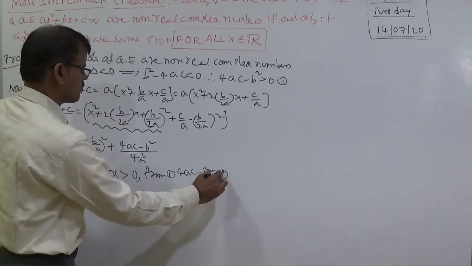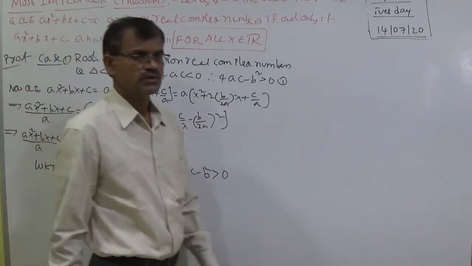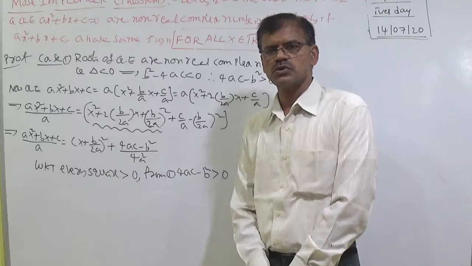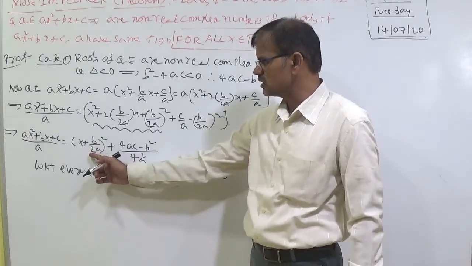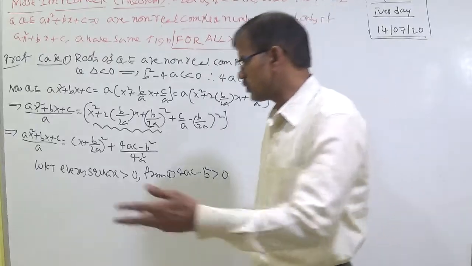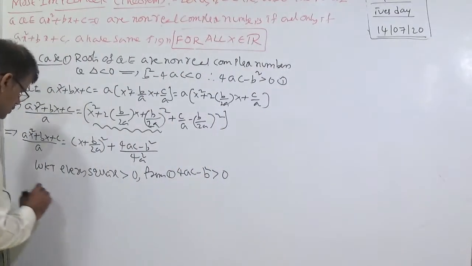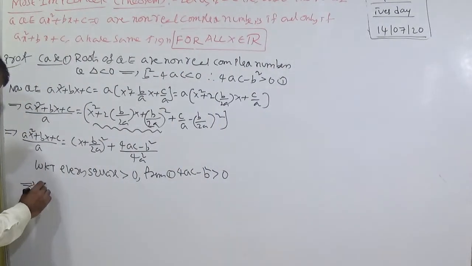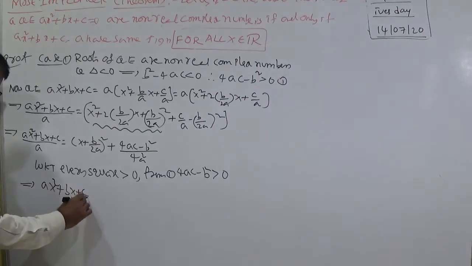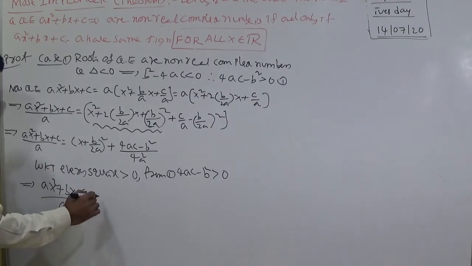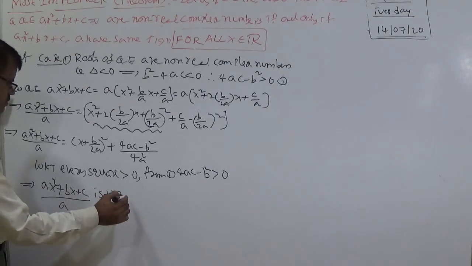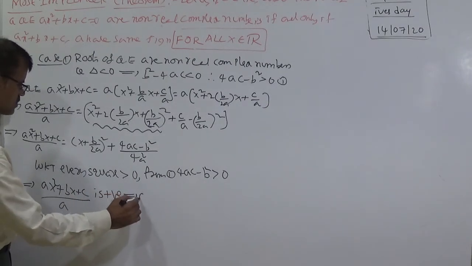From 1 we can say 4ac minus b square greater than 0. So it is positive. Whenever it is positive, positive plus minimum value 0 becomes positive. Of course, every square is positive. Positive plus positive becomes positive. That implies you can understand now ax square plus bx plus c by a is positive, because this is the positive plus positive concept.